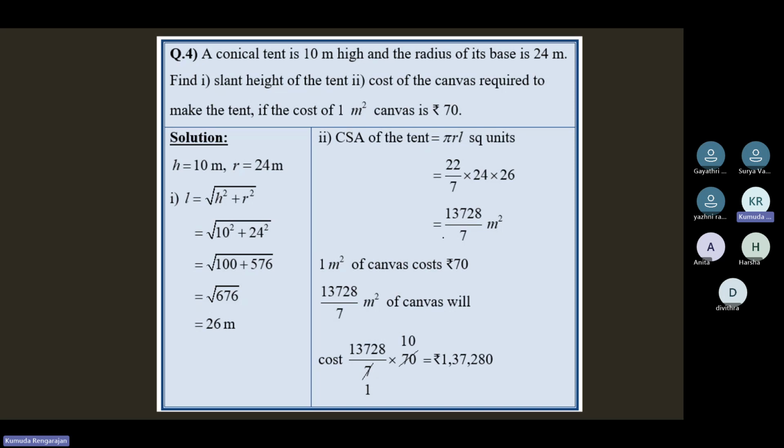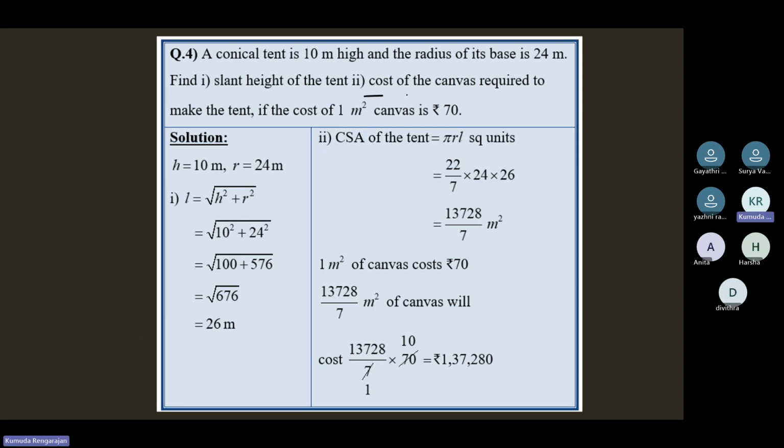Now again, it's very simple. 1 meter square of canvas is 70 rupees. So 2 meter square will be 140 rupees. 3 meter square will be 210 rupees. 4 meter square will be 280 rupees, and so on. So if 1 meter square costs 70 rupees, how much will this many meter square cost you? It'll be that into 70. So 7 ones are 7, 7 tens are 70, and the answer is 1,37,280 rupees.